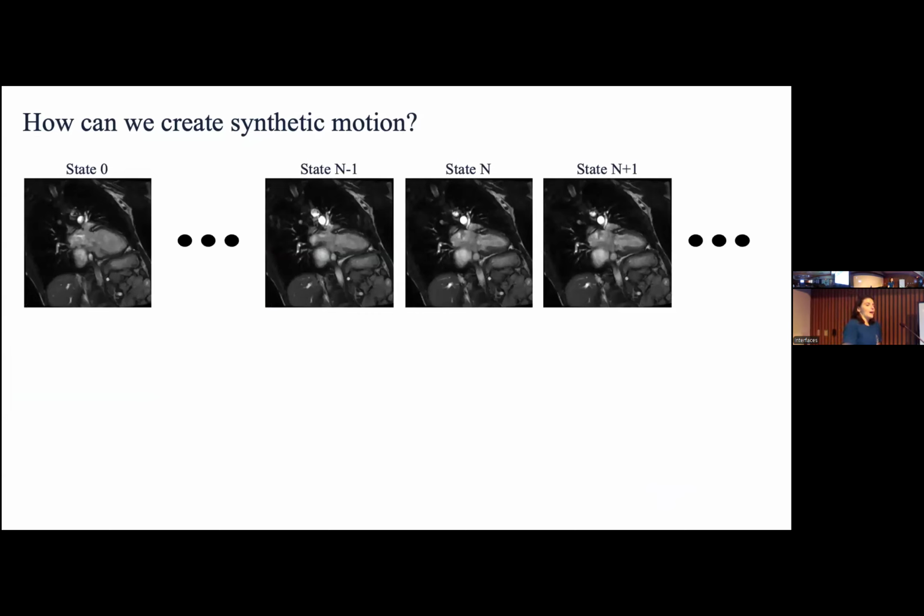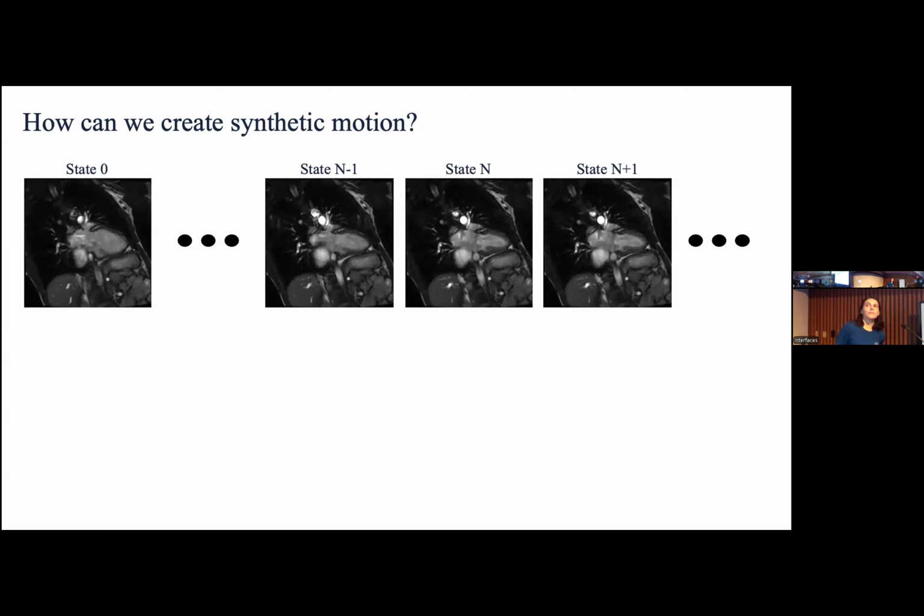So what if we could somehow create the motion ourselves, something that's realistic, and we can use that to train? Because if we can create the motion, then we know what the original ground truth looked like, the good image. We create motion on top of it, and then we can use that to train a neural net, so we know what the ground truth is.